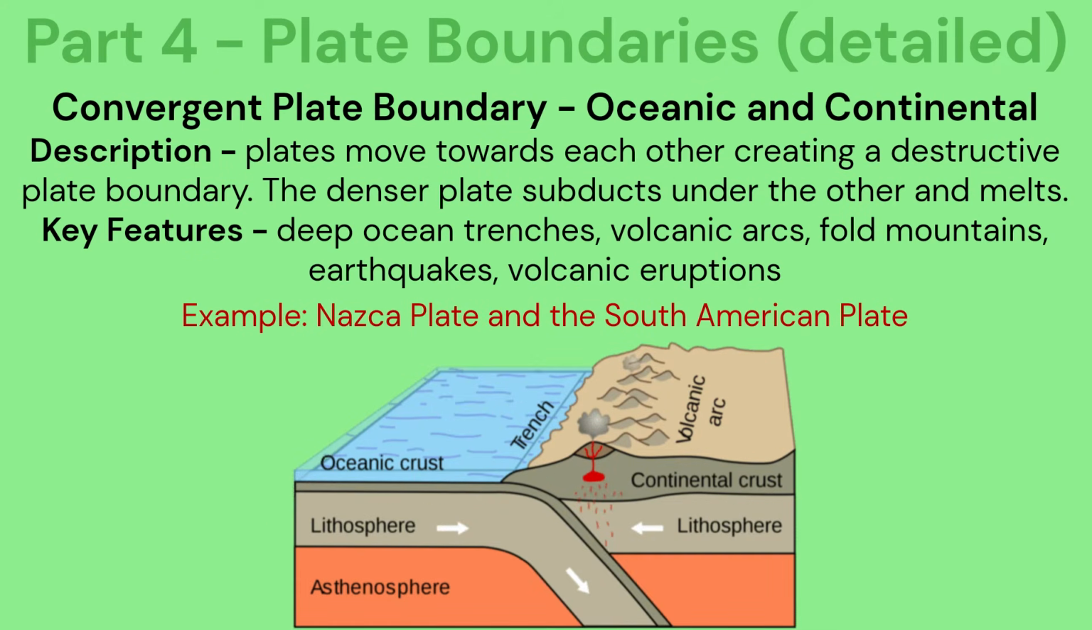Convergent plate boundary, oceanic and continental. Two plates move towards each other creating a destructive plate boundary. The denser plate subducts under the other and melts. Key features include deep ocean trenches, volcanic arcs, fold mountains, earthquakes and volcanic eruptions.